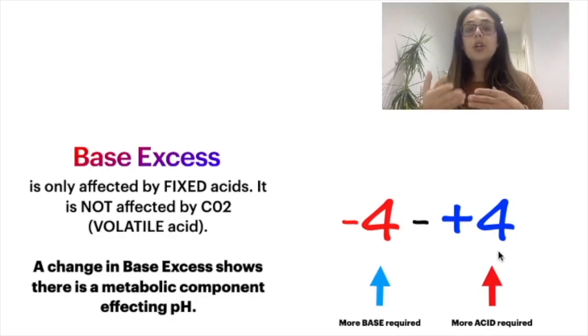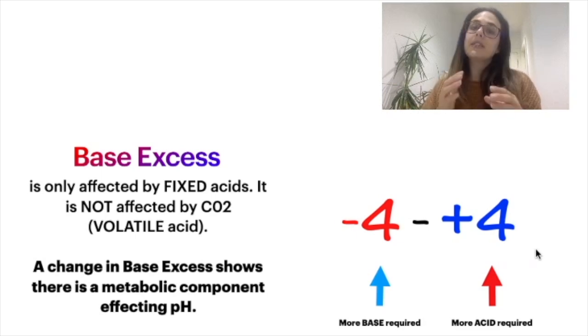So CO2 that we learned about in part 1 that affects the respiratory system is a volatile acid, and it doesn't really affect the base excess. So if we do have a change from normal in our base excess, then it does tell us there is a metabolic process going on that has changed the pH of that patient. Okay.